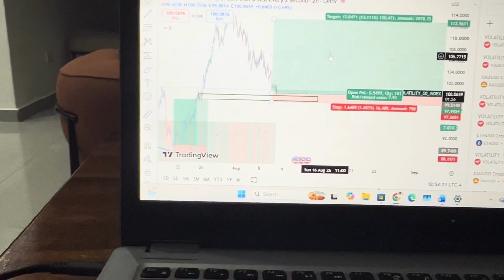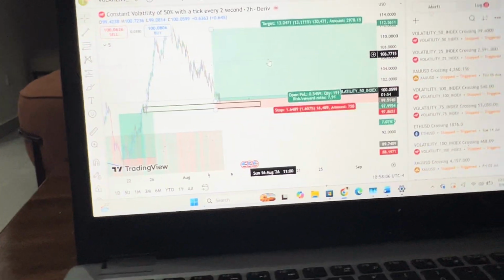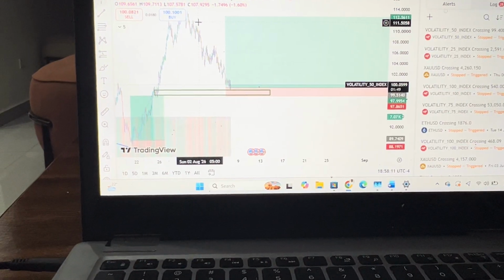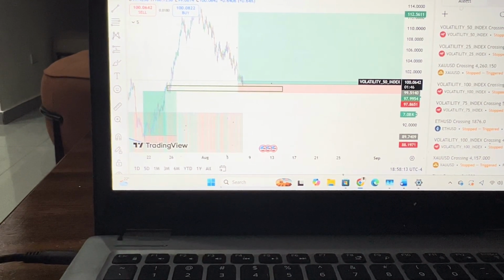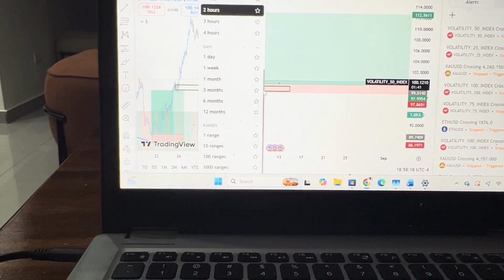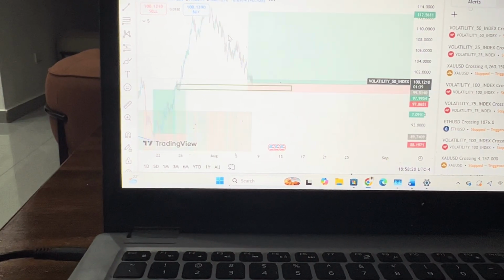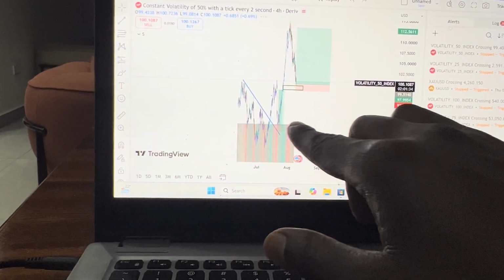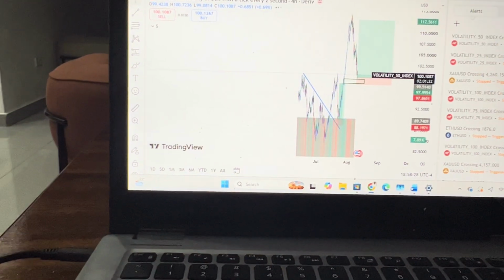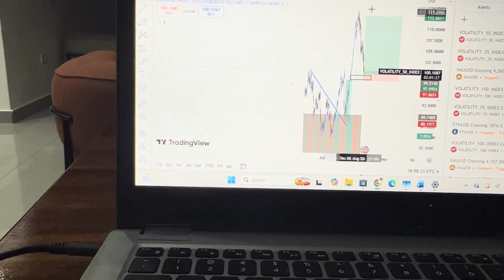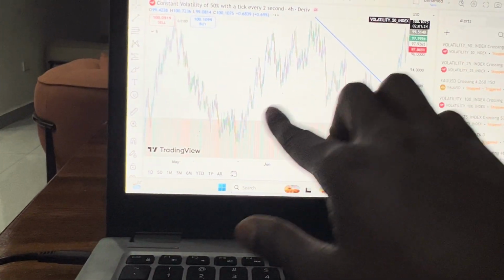The first thing we do when we are analyzing is to identify the market structure, the overall trend of the market. Come here to the 4-hour time frame. That's where I mostly analyze my trades. What do we see here? Look, we are in an uptrend. As you can see, we are in an uptrend.